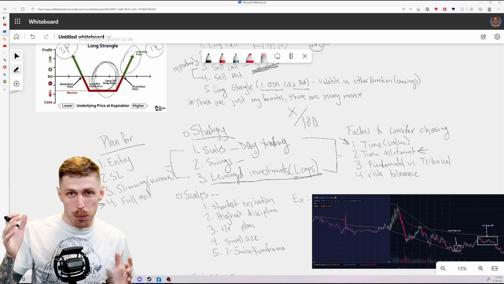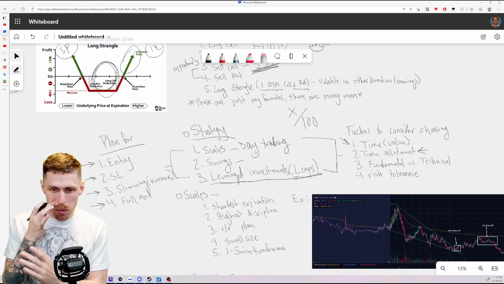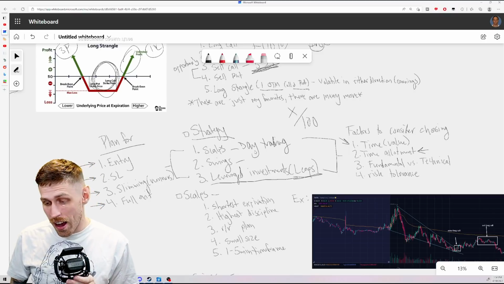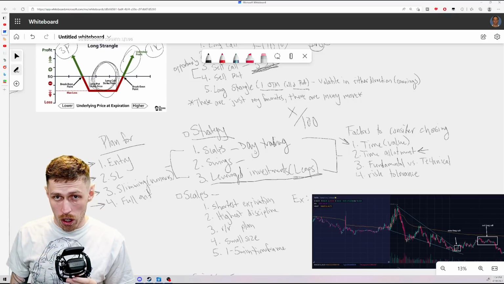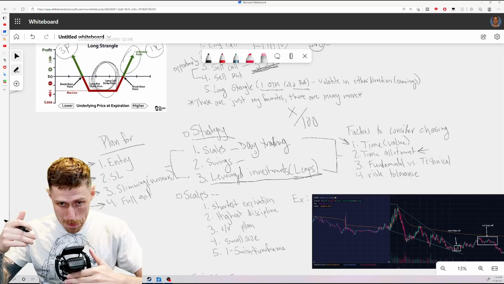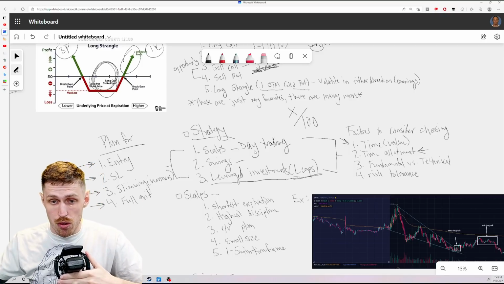Right? Because you're going to have to plan out. You're going to have to find setups. You're going to have to see what makes sense to you. Remember what I said: trading is hard, trading is difficult. You have to put in the time if you want to learn. You're going to have to put in the time if you want to make money. I think that's true. I really do. Time allotment's huge. Think about that.